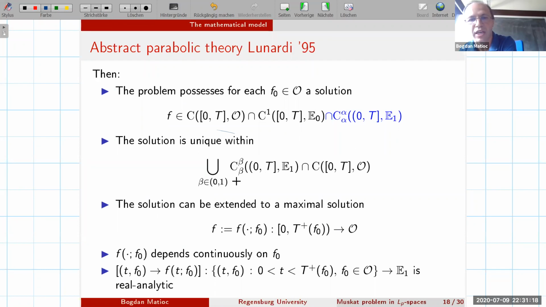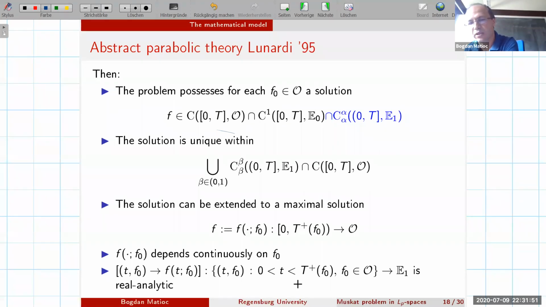And this is something which can be used for the Muskat problem to obtain uniqueness in the setting of strict solutions. Okay, this solution can be extended to a maximal solution. And this maximal solution depends continuously on f naught. So this is a classical well-posedness result. And finally, the semi-flow map, which maps the time and the initial data to the solution, is real analytic on the set where the time is positive.